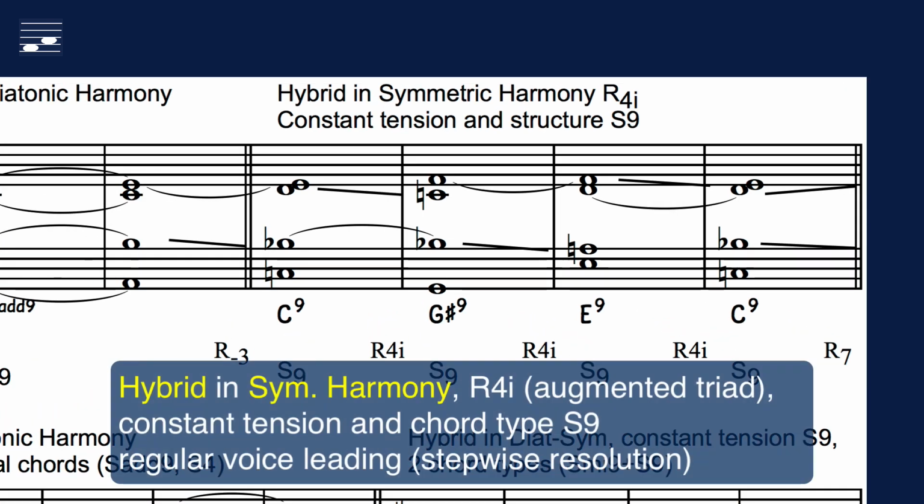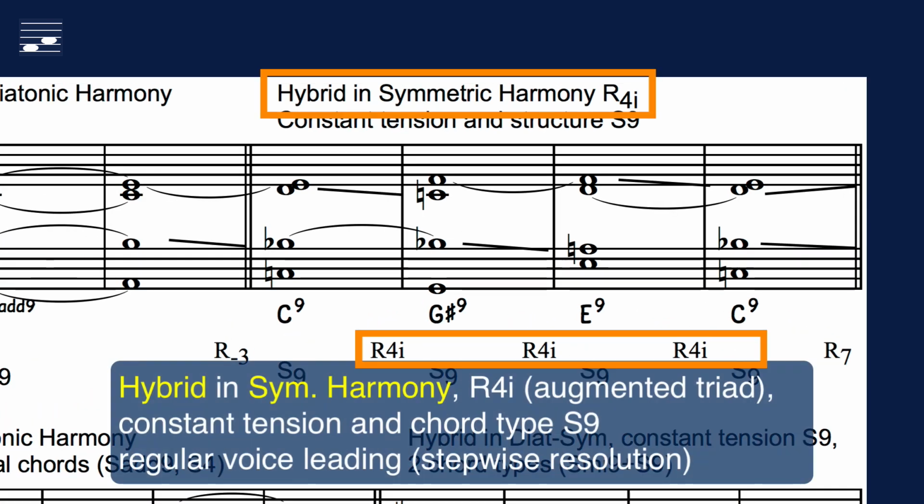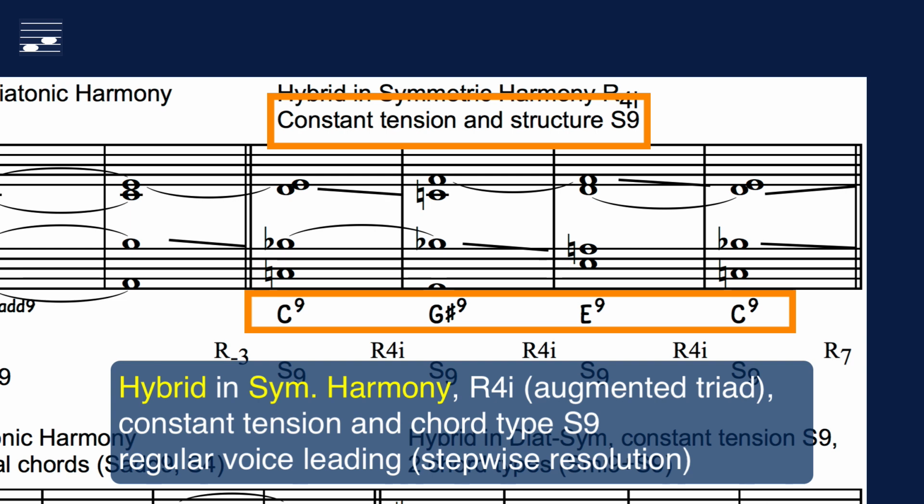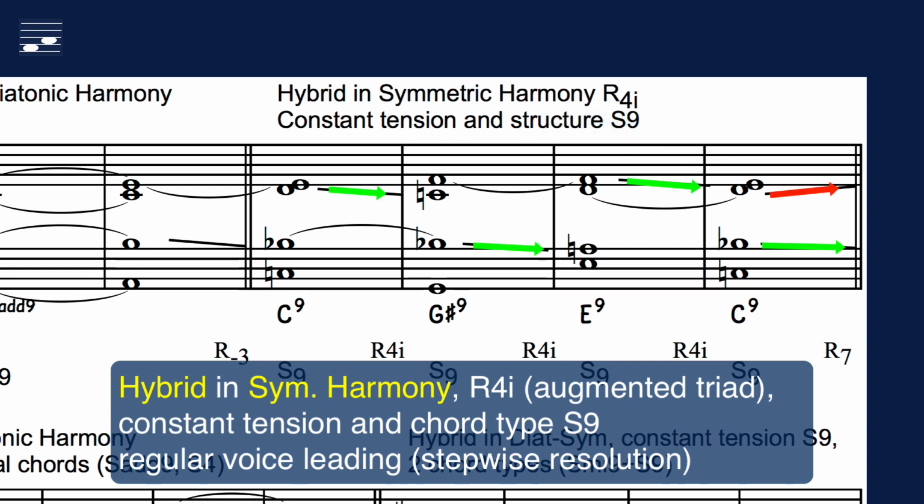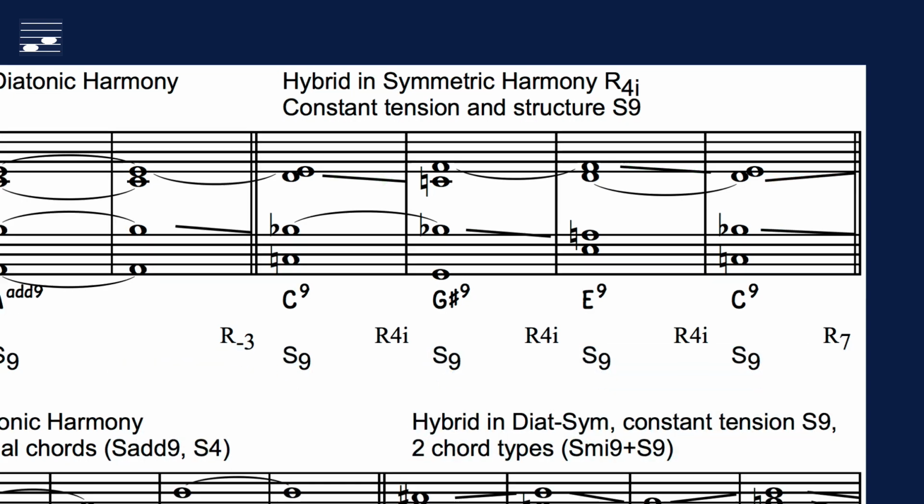The first hybrid harmony section is in the symmetric system R4I, with 3 roots forming an augmented triad. This is an example of constant chord tension and type, a series of 4 dominant 9 chords. The voice leading is regular and smooth, with correct preparation and resolution of dissonant chordal functions.